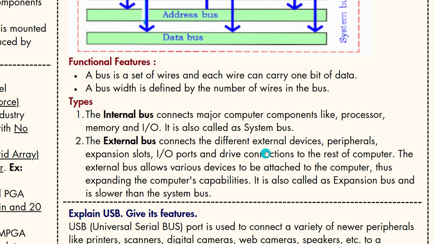External bus connects different external devices like peripherals, expansion slots, input output ports, and drive connections to the rest of the computer. The external bus allows various devices to be attached to the computer, and hence it expands the computer's capabilities, right? So it is also called the expansion bus and is slower than the internal or system bus, right?